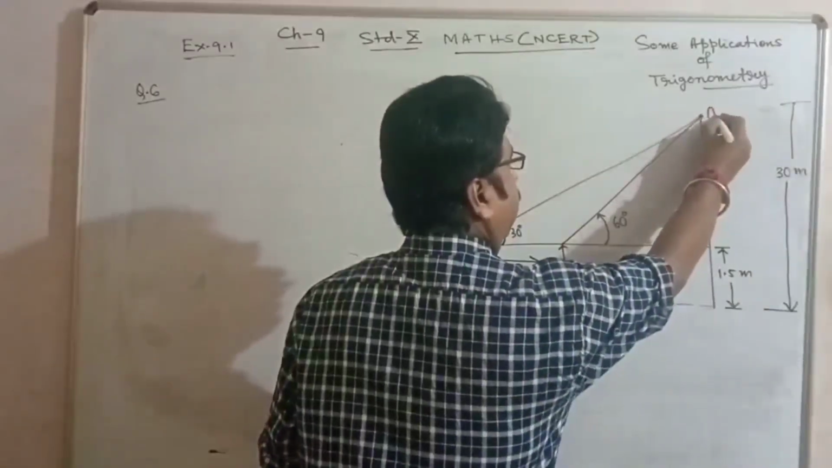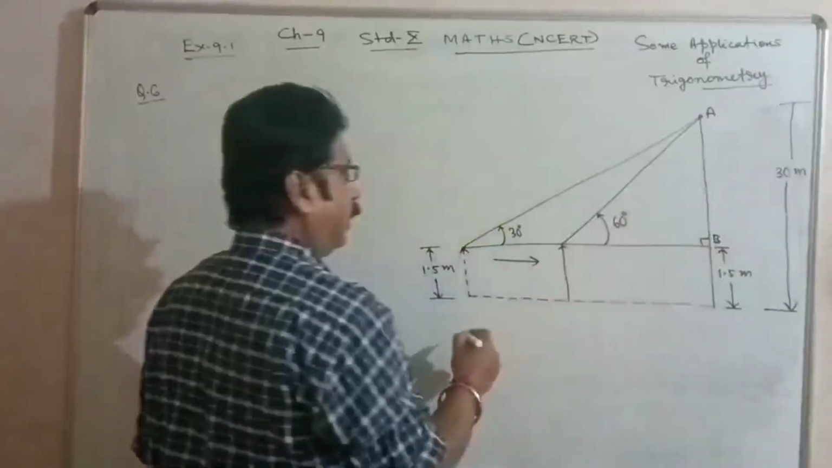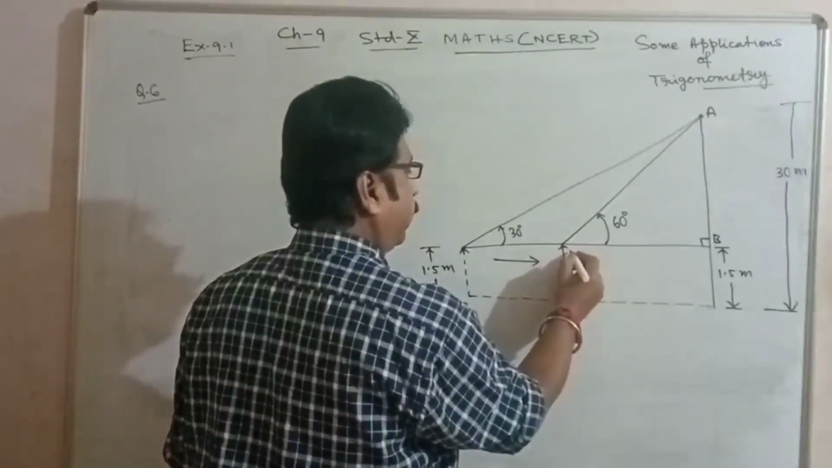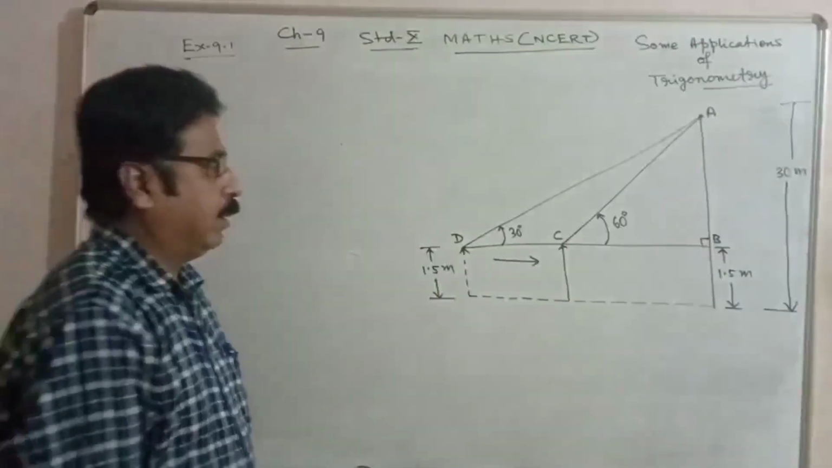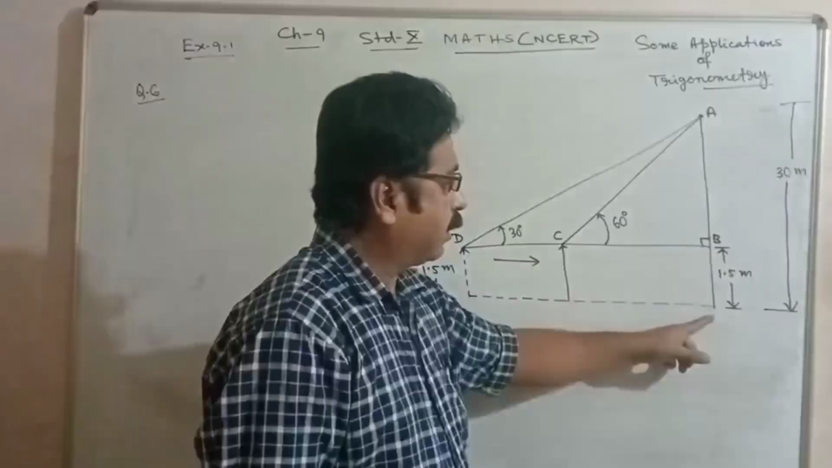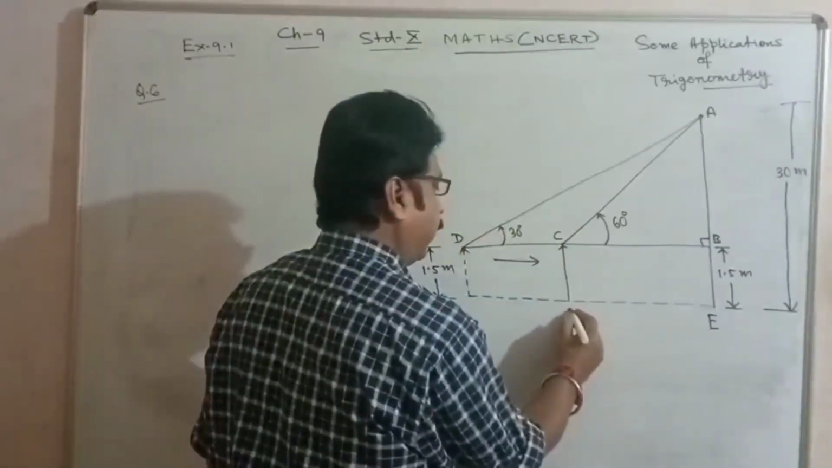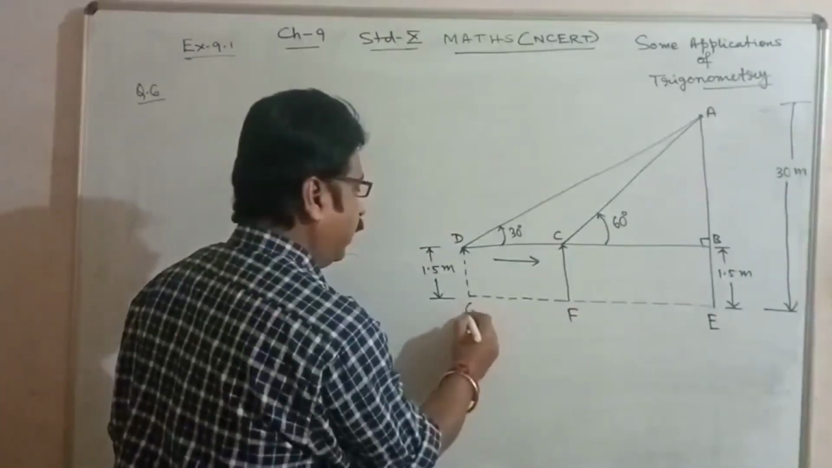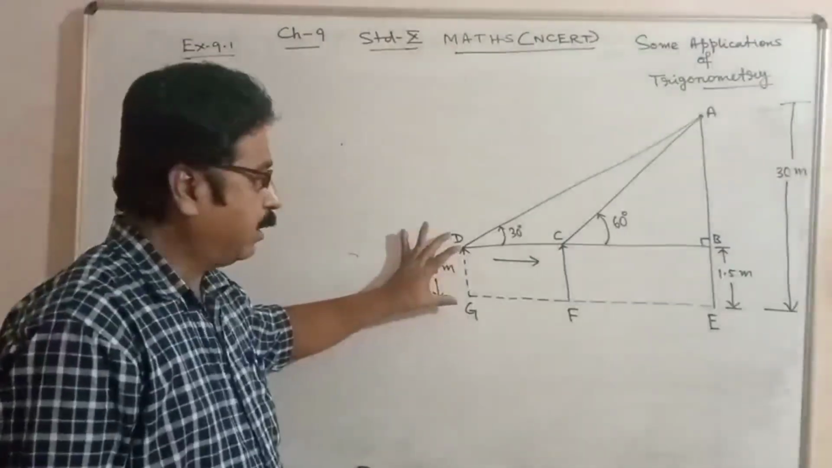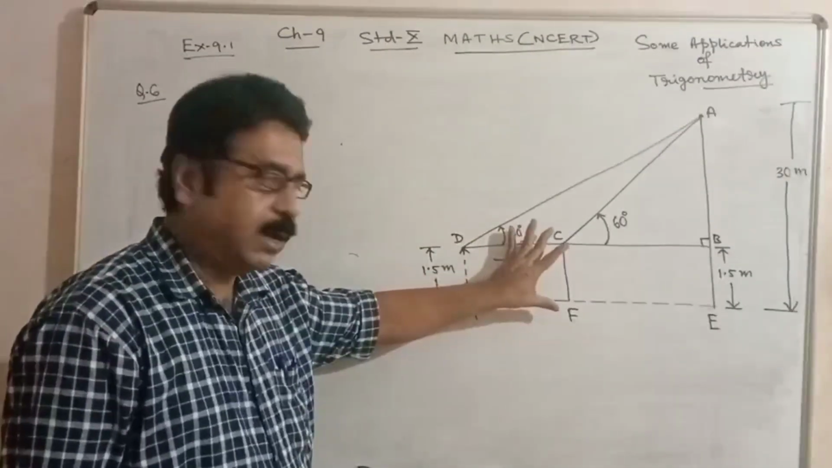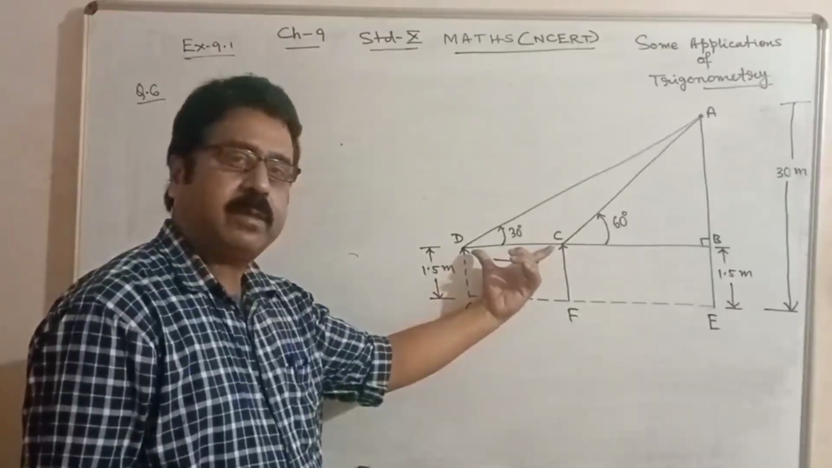Suppose this is point A, this is B point, this is C point, and this is D point. Suppose this is E, this is F, G. DG was the first position of the boy. CF is the second position of the boy. And he walked how much? The distance CD.